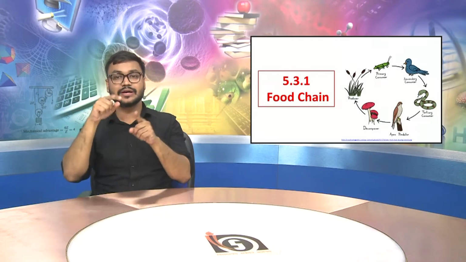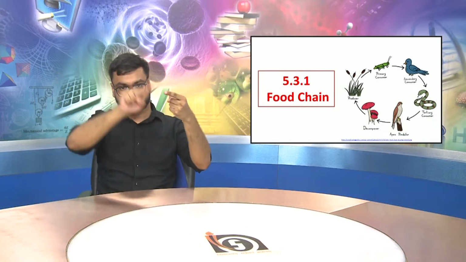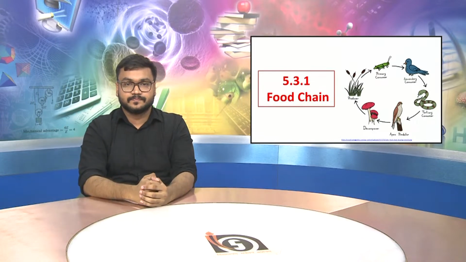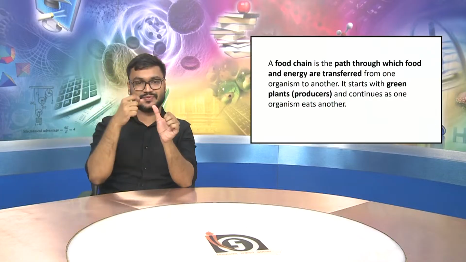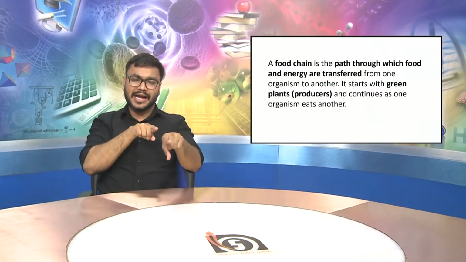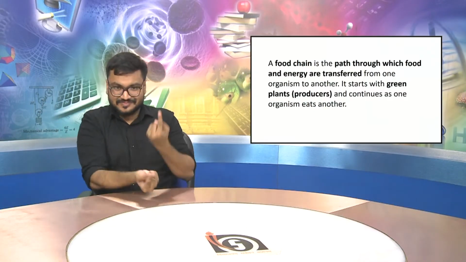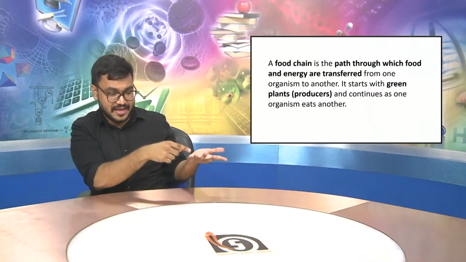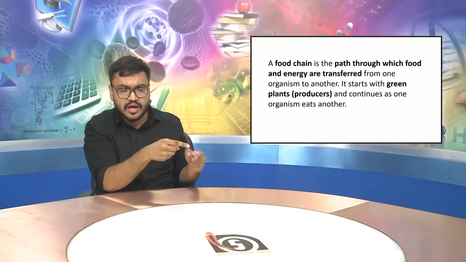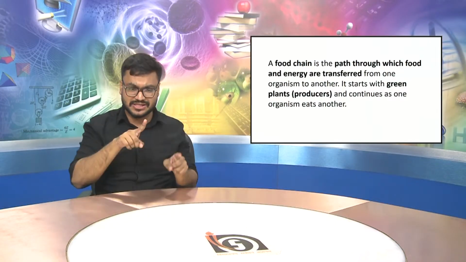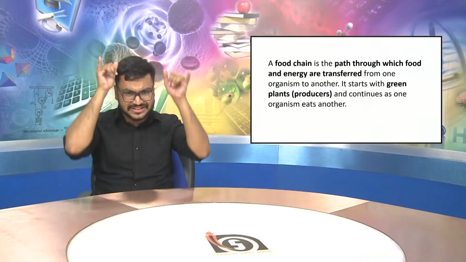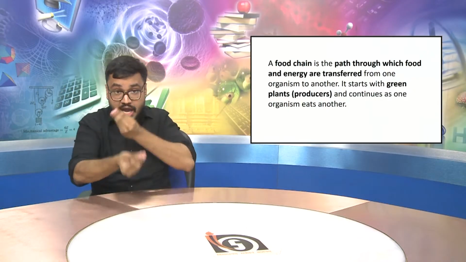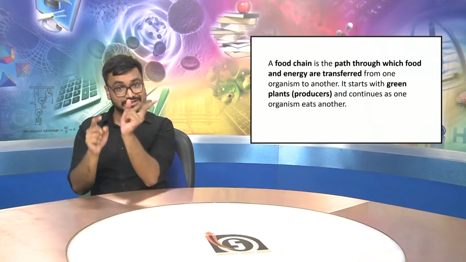5.3.1 we are going to know about food chain. A food chain is the path through which food and energy are transferred from one organism to another. It starts with green plants and continues as one organism eats another.